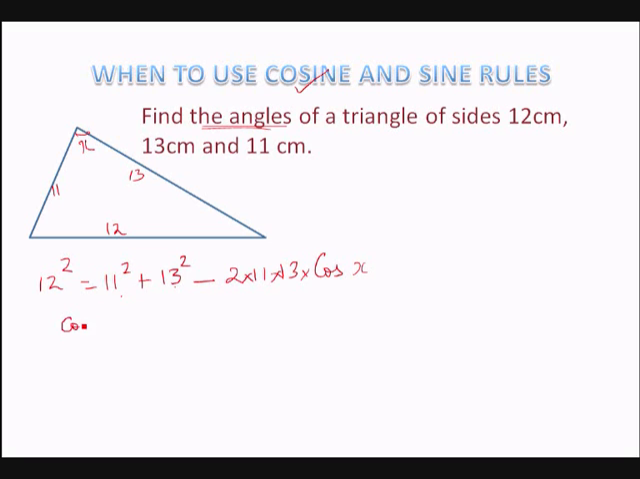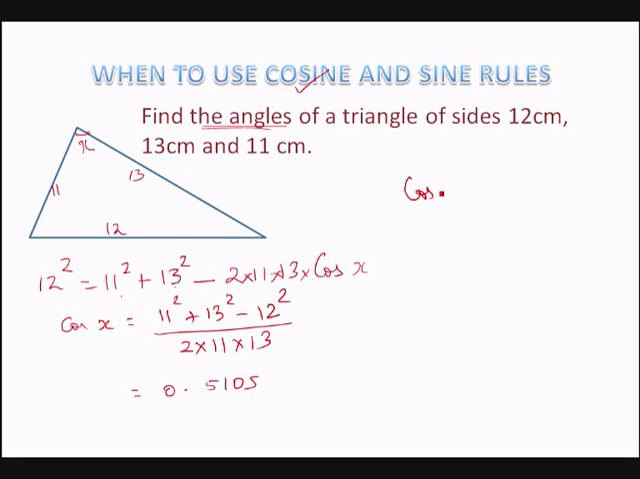Then cos x will be equal to 11 square plus 13 square minus 12 square over 2 times 11 times 13. If I simplify this, I'll be getting 0.5105. So if I have cos x equal to 0.5105, how do I find x?